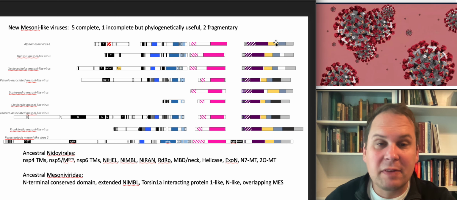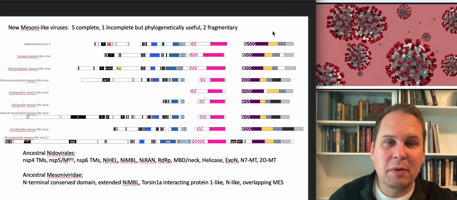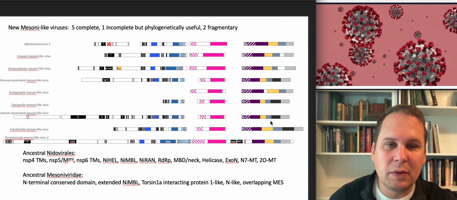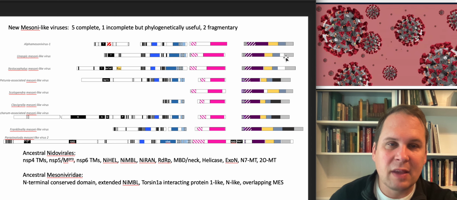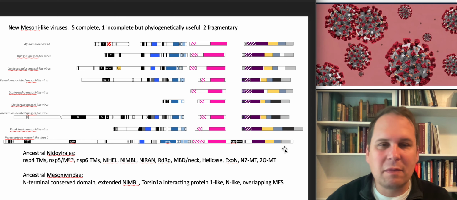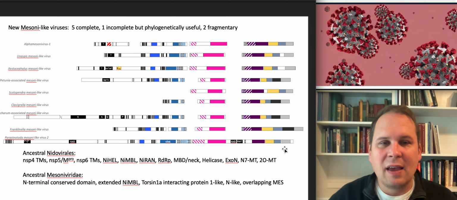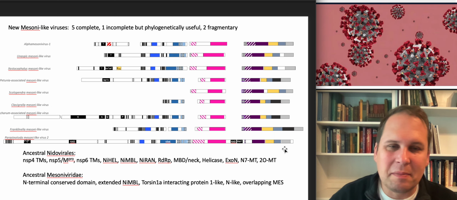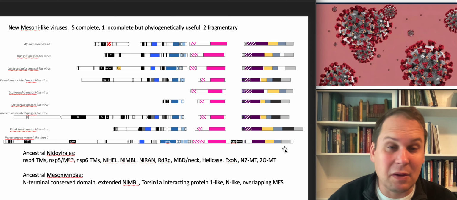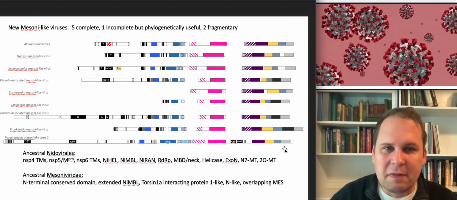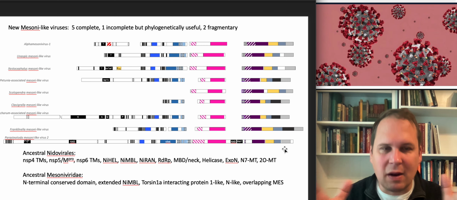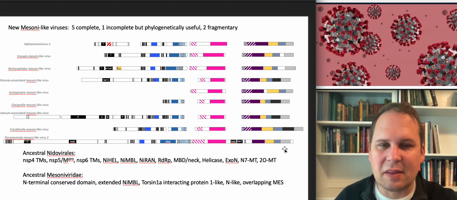And then after that, you'll find some of the proofreading enzymes. The yellow is our proofreader, the blue is one of our methyltransferases, and the gray at the end is our second methyltransferase. So the equivalent of NSP14, the ExoN and N7 methyltransferases, and the gray is the NSP16 equivalent. Everything in coronaviruses, or at least the majority, seems to have these parts attached to them.